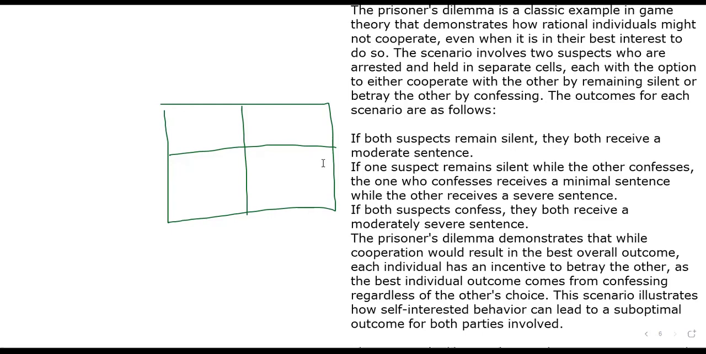Number 1, they could both remain silent if they are best friends, of course, so that they receive a moderate punishment. Or if one remains silent whilst the other confesses, the one who confesses will receive a minimal sentence whilst the other one will receive the most severe sentence. But in the instance that both of them confess, they will also be dealt with moderately, not very severe.